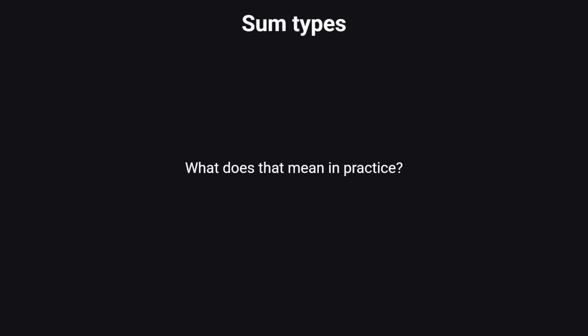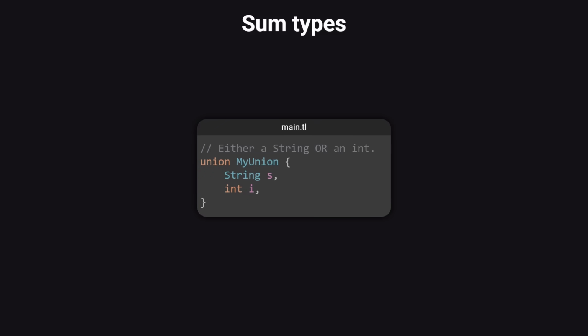Well, it means that the fields don't all exist separately. Instead, the fields function as options or variants, a sort of list of possible types that the value can have. For example, this type, it could be an integer or it could be a string. So its possible values are all of the possible strings plus all of the possible integers.